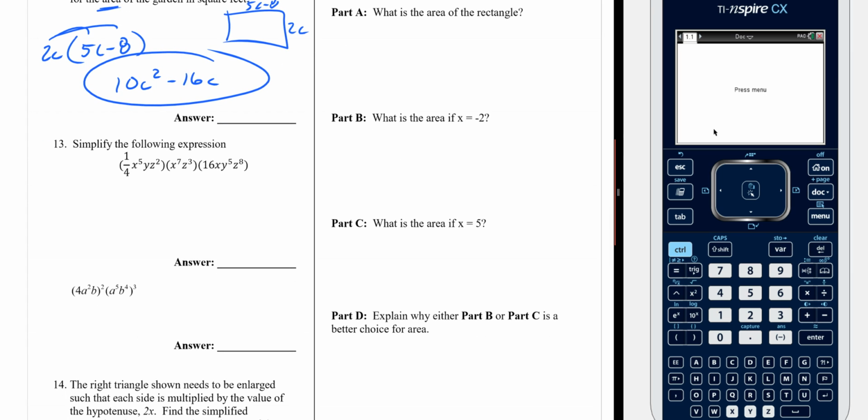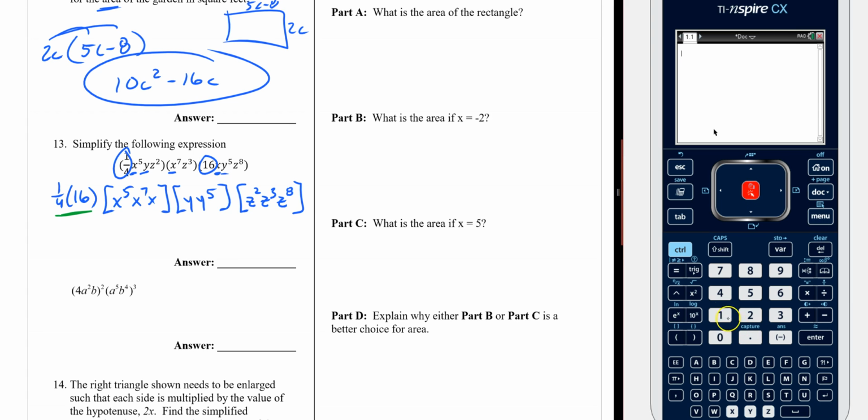13, simplify the expression. What we're going to do first, we're going to separate these out. So start with the number times the number. That's 1/4 times 16. X times x times x. So that's going to be x to the fifth, x to the seventh, and x. Put the y's together, so I get y times y to the fifth, and z squared, z cubed, z to the 8th. So I just regrouped. And I'm going to multiply. When I'm multiplying numbers, I just multiply them normally.